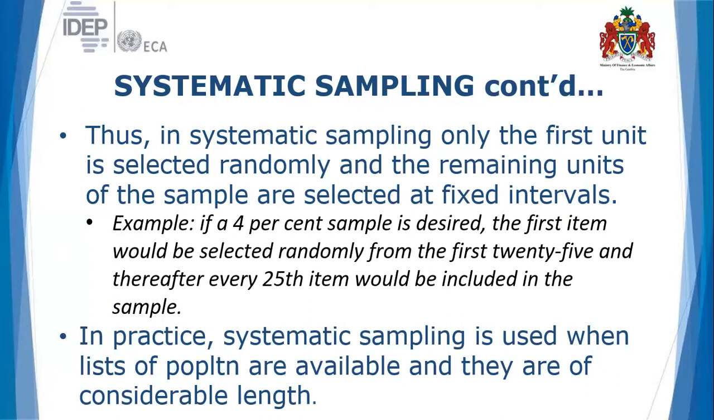For example, if a 4% sample is desired, the first item would be selected randomly from the first 25. And thereafter, every 25th item will be included in the sample. Now, to do this in practice, it requires that a complete list of the elements of a population should be available, and it should be of considerable length.